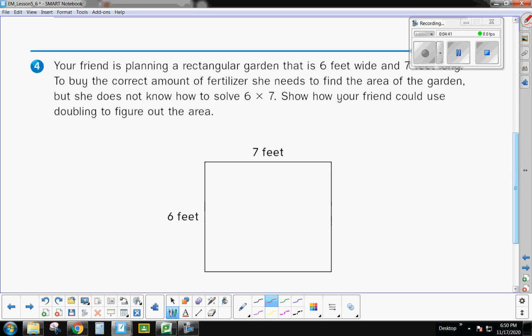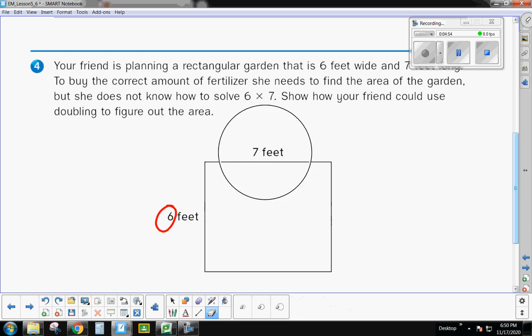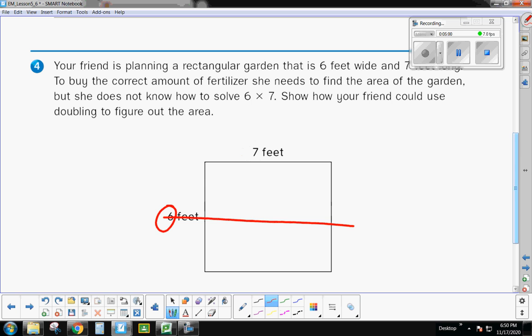All right, let's look at this. I said even numbers are going to be the ticket for this strategy. Which one of these numbers is even? The 6, right? So I'm going to take the 6, and what if I broke the 6 in half and did 3 and 3? What if I found the area of this section first?